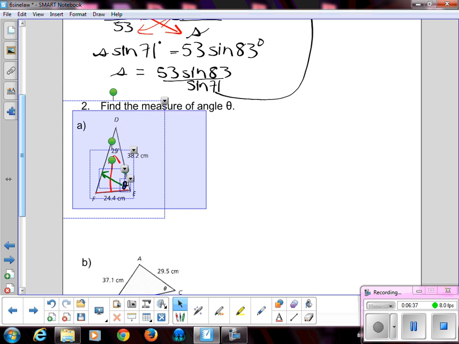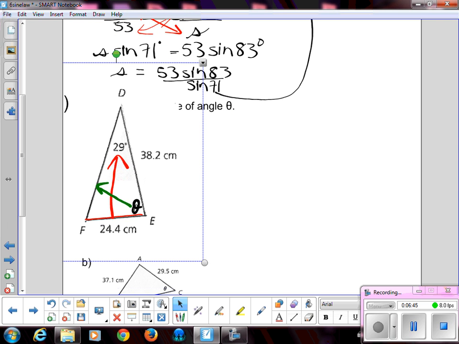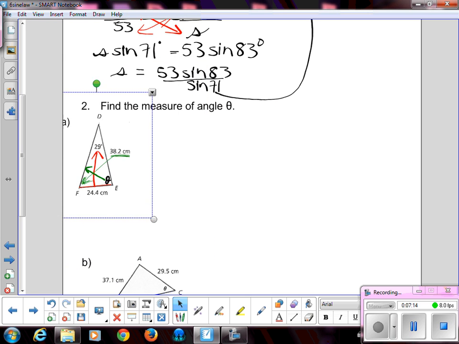Now I'm just going to see if I can blow this picture up in a minute so you can have a closer look. Okay, so what I'm looking at here is I'm going to use the 29 and 24, but I'm going to use this side length to calculate angle F. Once I have F, I can calculate theta, angle E, by subtracting the angle I'm going to find, and 29, from 180 to calculate E. Okay, now I'm just going to shrink that again and put it back in place.